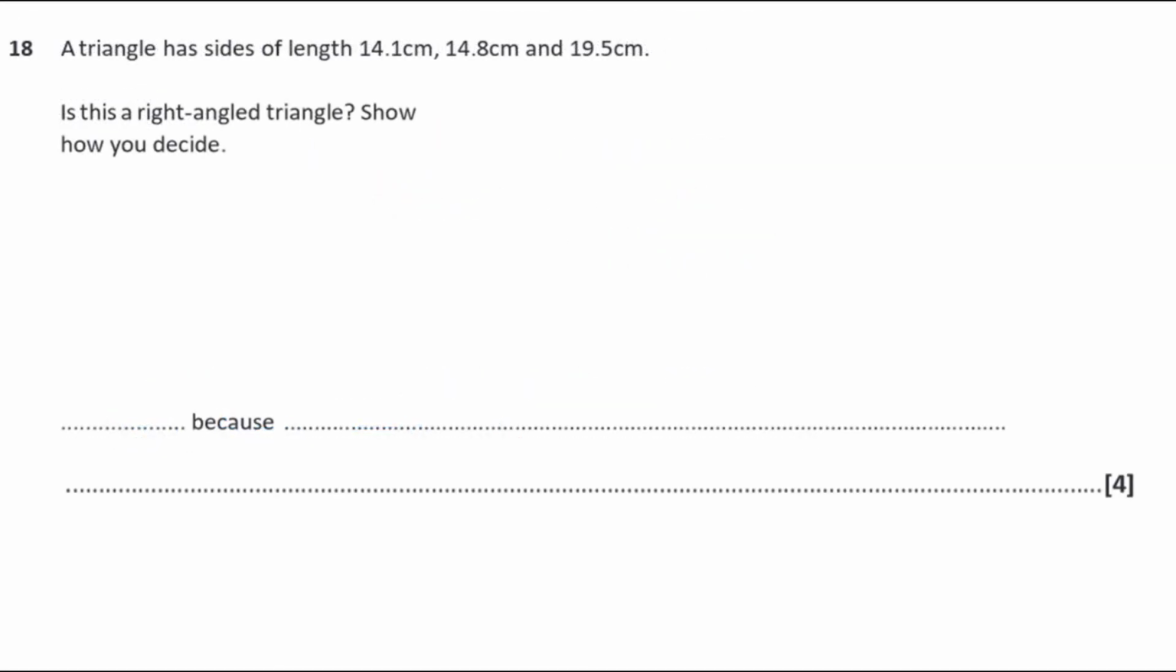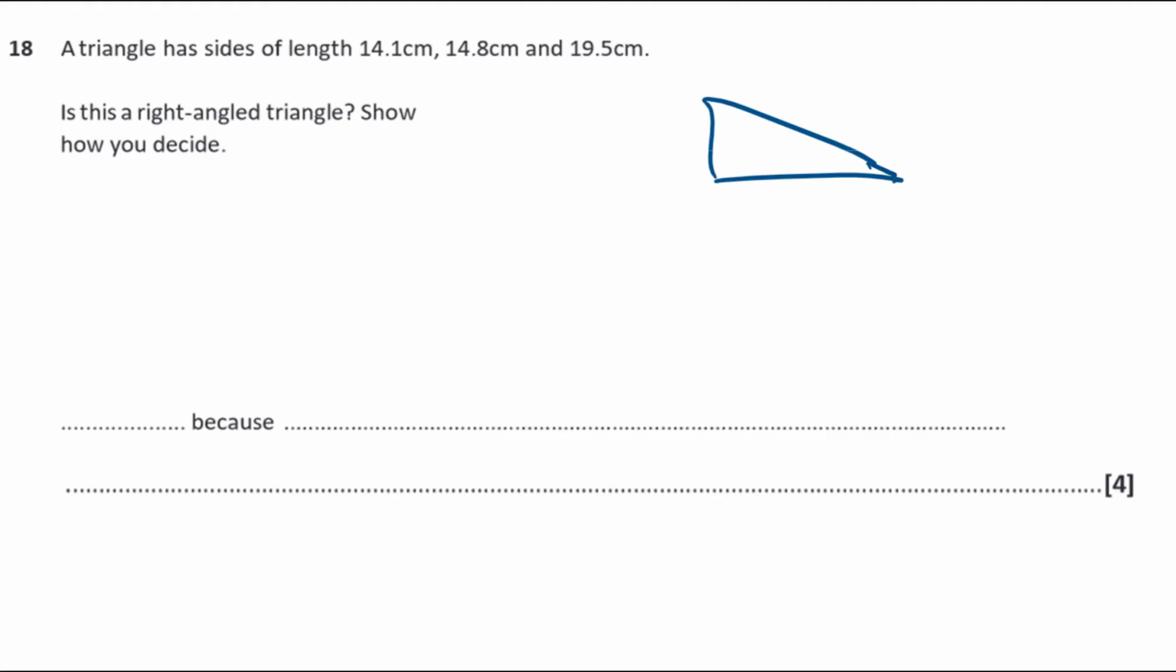Question 18. A triangle has sides of length 14.1 centimeters, 14.8 centimeters, and 19.5 centimeters. Is this a right angled triangle? Show how you decide. Now, I'm going to do this using Pythagoras Theorem, actually.